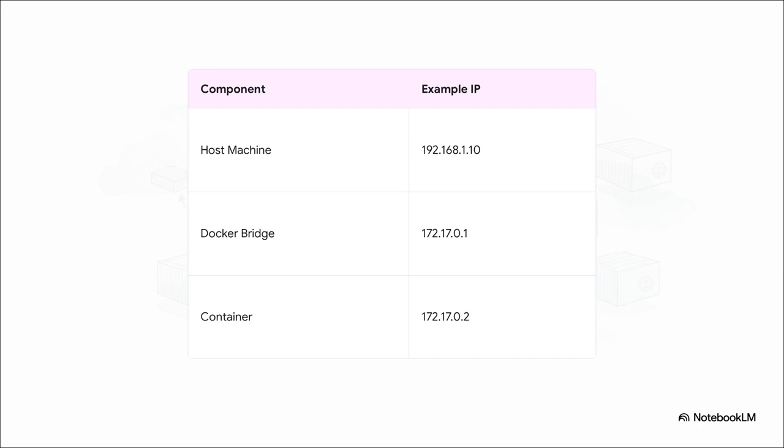Your host machine sits on your real network with a real IP address. Maybe it's 192.168.1.10. But the Docker bridge network gets its own private internal address acting as the gateway, usually 172.17.0.1. And your container? It gets an IP on that same private subnet, let's say 172.17.0.2. It's absolutely crucial to internalize that this container IP is completely internal to your laptop.